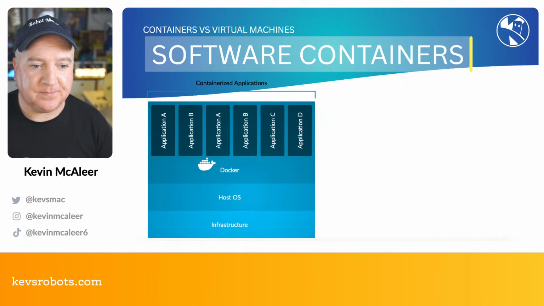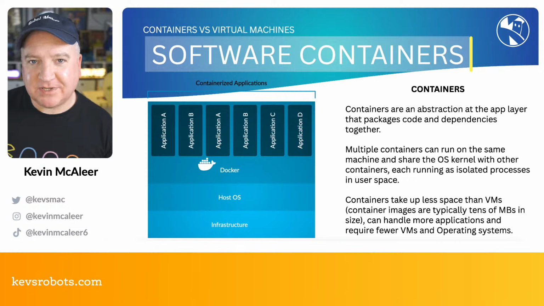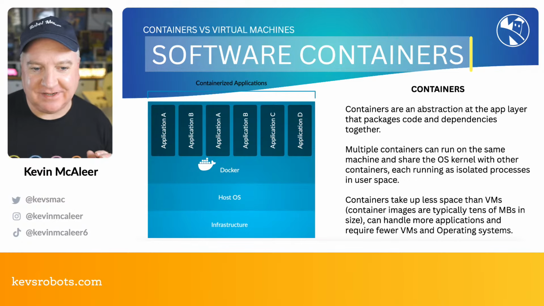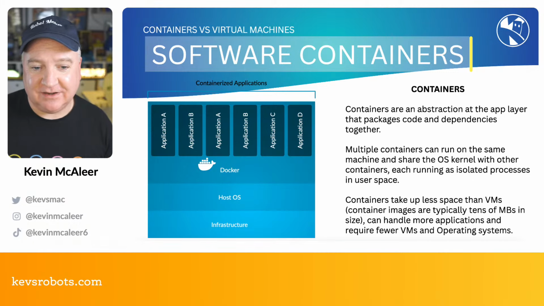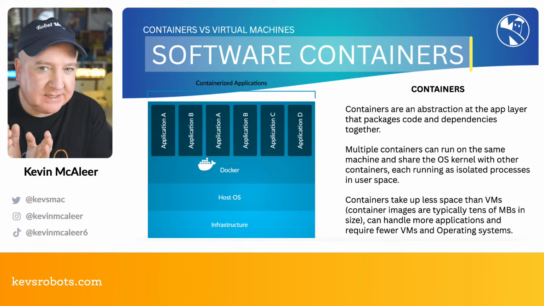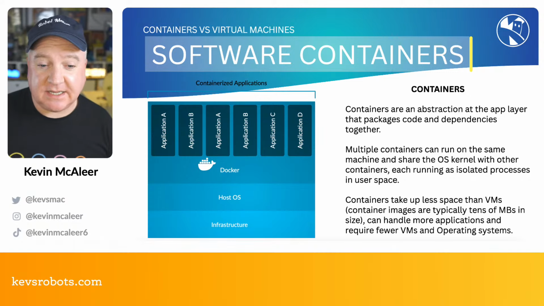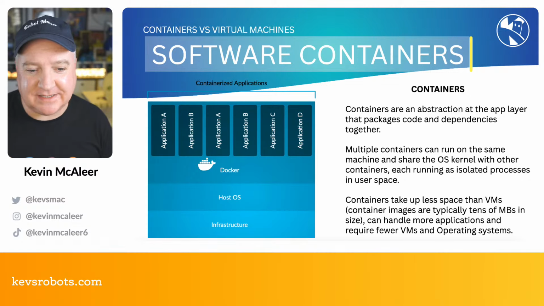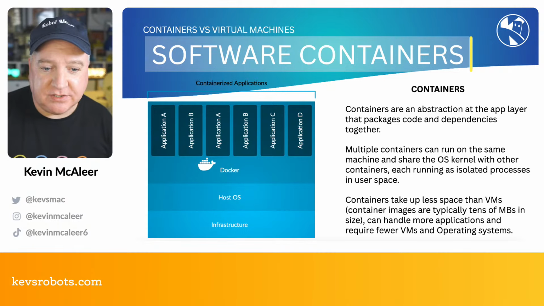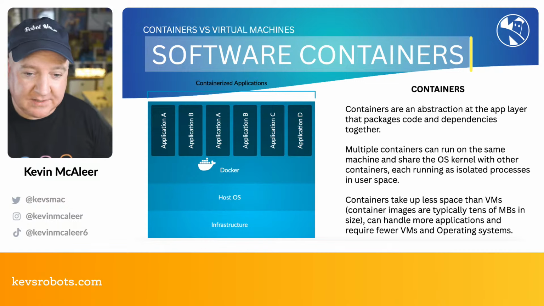It's really nice. So you can see there, containers are an abstraction at the application layer that packages code and dependencies together. The dependencies is the key there. Multiple containers can run on the same machine, and they share the same operating system kernel with all the other containers. So each is running in their own isolated processes and user space. Containers take up less space than virtual machines because you don't have to have the entire operating system emulated on each one. And they're typically about tens of megabytes in size. They're very lightweight, and you can therefore handle more applications requiring fewer virtual machines and operating systems.